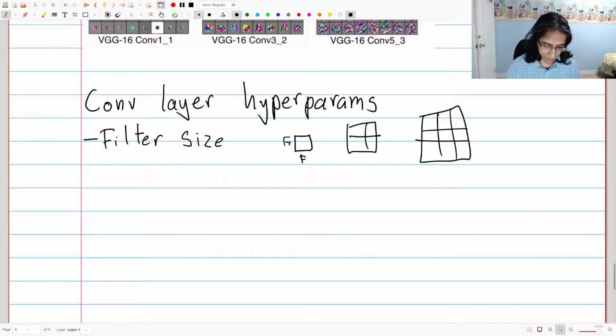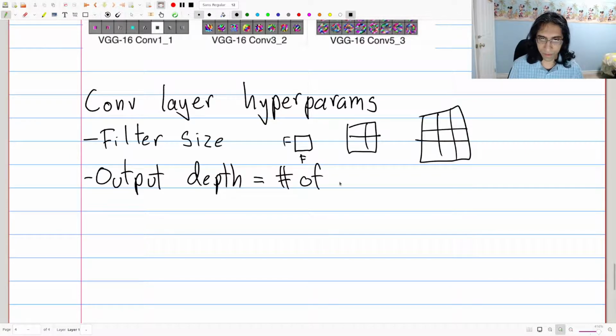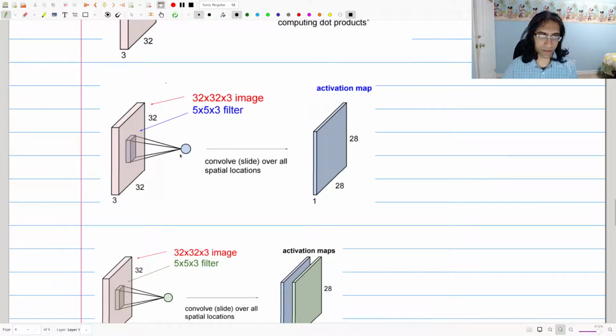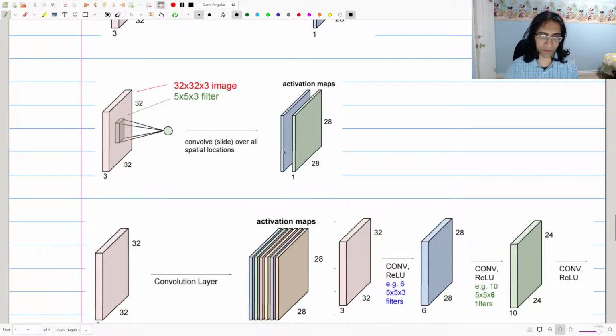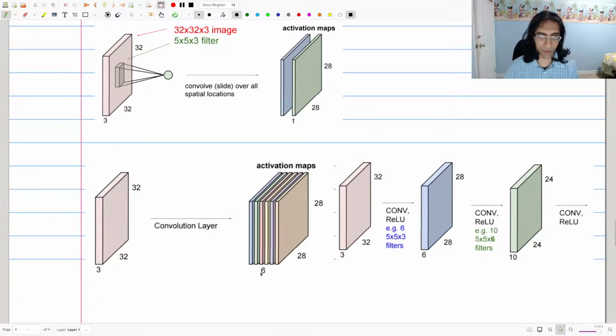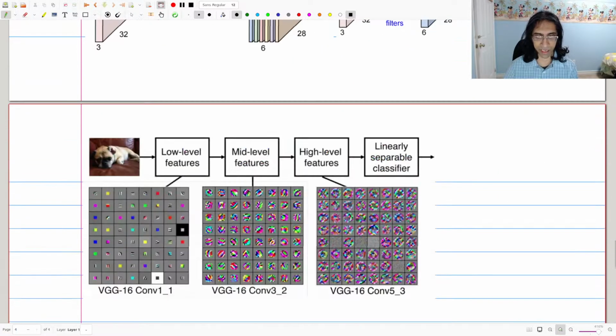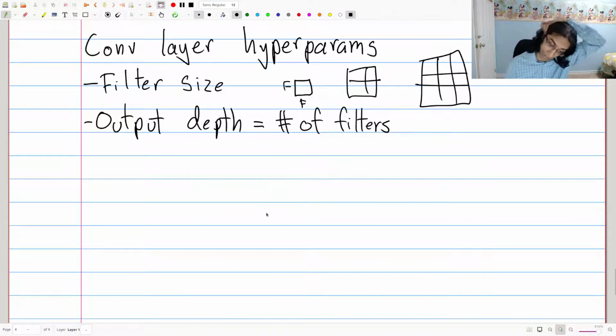So that's one thing. The other thing we're going to have to specify is the output depth. This is equal to the number of filters. Like we discussed, each filter here is one filter: the blue one is one filter, the green one is another filter. So you have to specify how many filters you want, and each one will give you a new channel in your output. You can see that in this example we had 6 filters, which will give us a 6 channel output. So that's another thing that we have to specify.